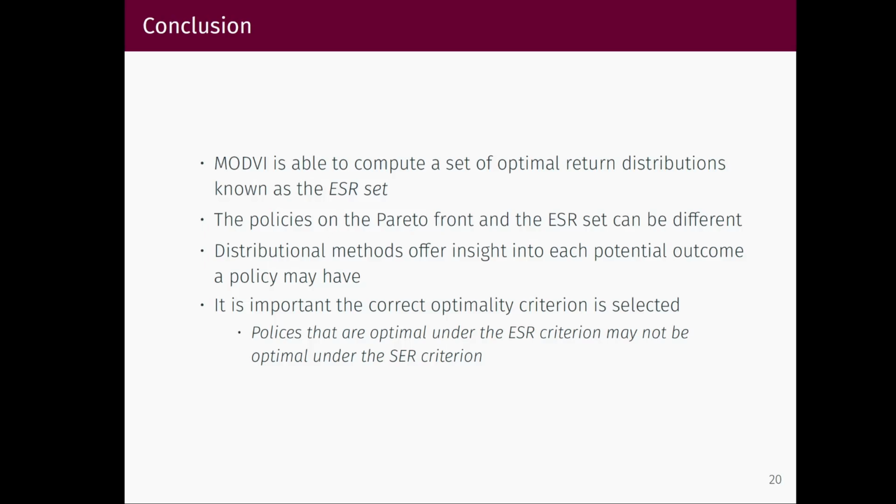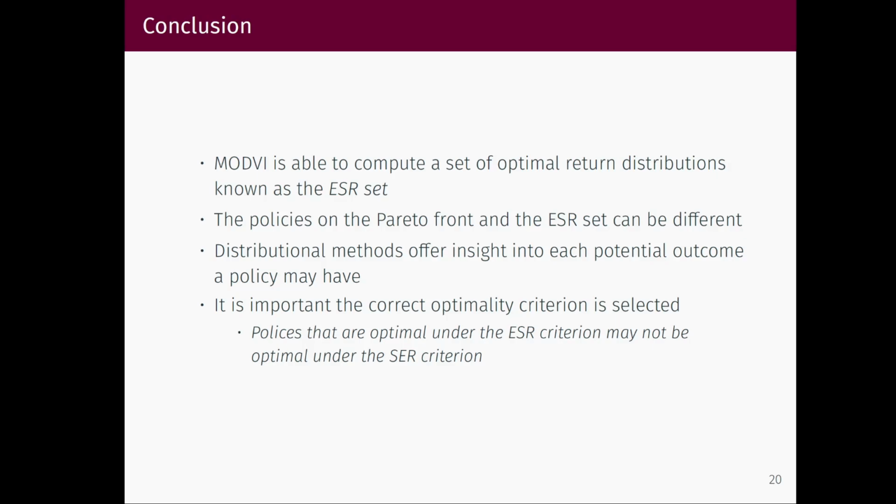So just to conclude our talk, we've shown multi-objective distributional value iteration is able to compute a set of optimal return distributions known as the ESR set. We've also shown that the policies on the Pareto front and the ESR set can be different. And we've also highlighted that distributional methods offer insight into each potential outcome a policy may have, which can be very helpful in multi-objective decision making, especially when the user's preferences are unknown. And as a final note, it is very important that the correct optimality criterion is selected.